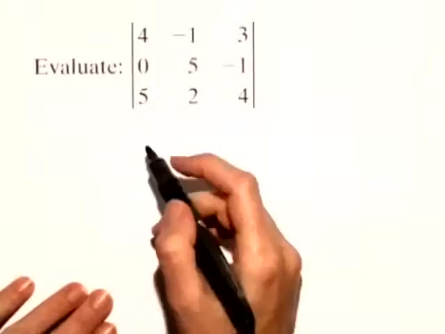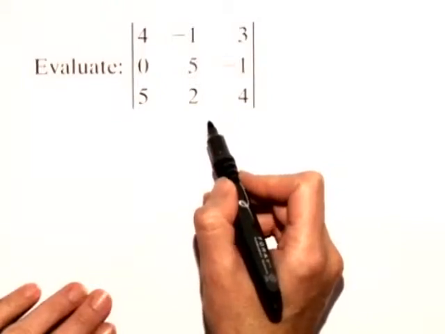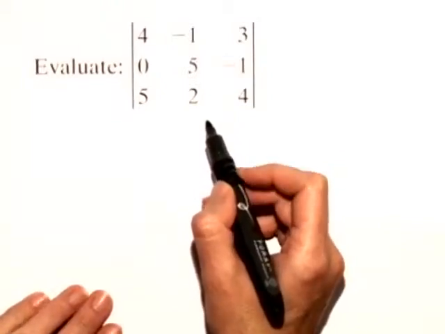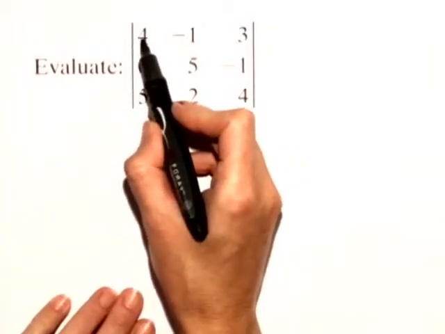For this problem, we'll evaluate a determinant. We have a determinant that's a 3 by 3. So in order to evaluate it, we'll expand across the minors. And what we're going to do is start up here in row 1 and column 1 with this 4.